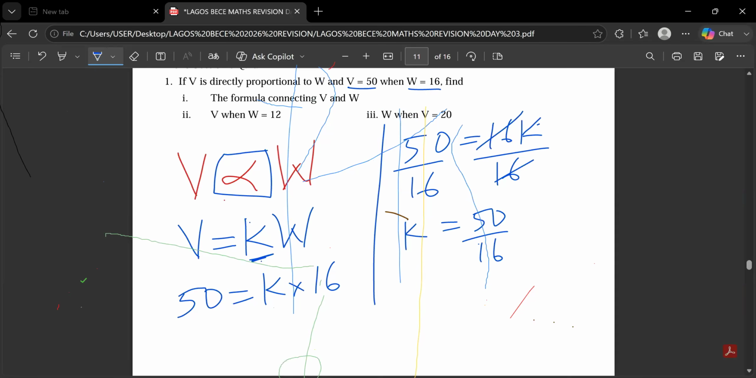So we can reduce this. 2 can go, that is going to be 25 over 8. We leave it, that is the value of the constant.